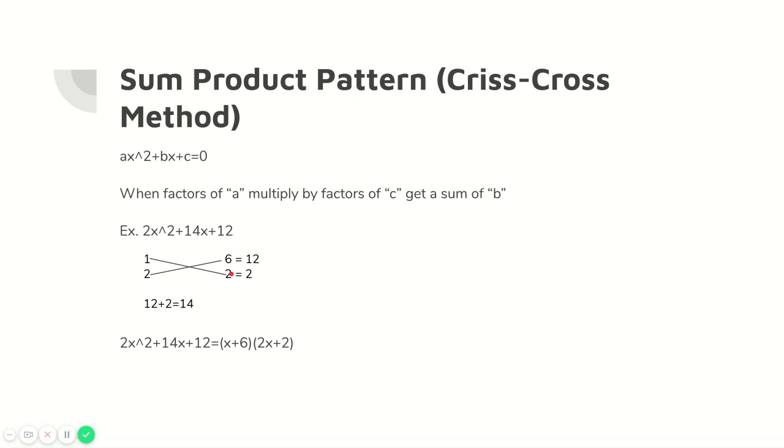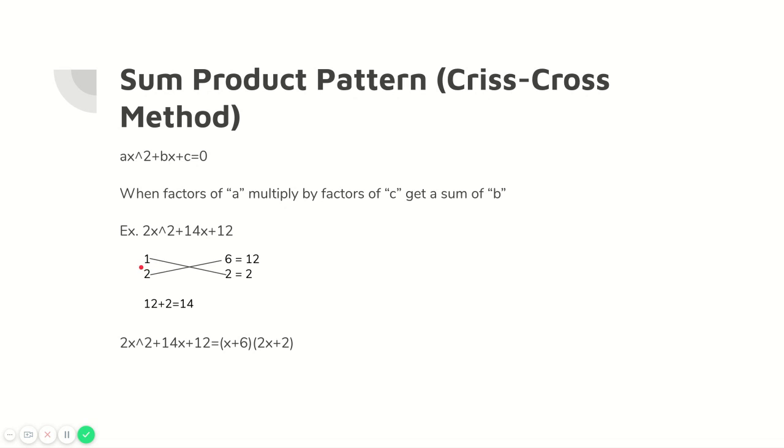And now you can see why it's called the crisscross method, because we have to multiply in a crisscross. So we would have to multiply 1 times 2, not 1 times 6, and we have to multiply 2 times 6. So overall, we will get 12, and we'll also get 2, and we will add those up, and then we'll get 12 plus 2 equals 14, which is b. So we know that this will work. And now we know the numbers.